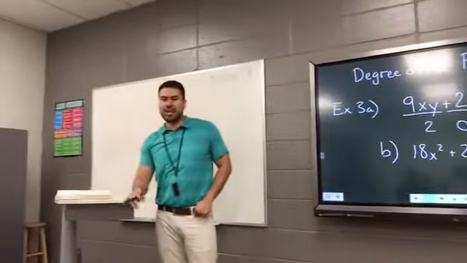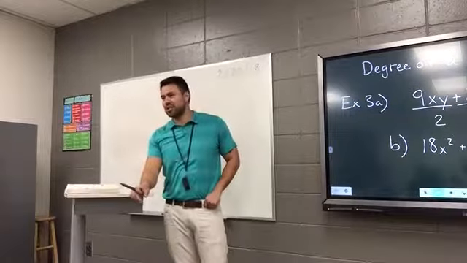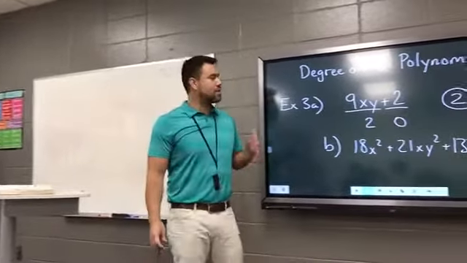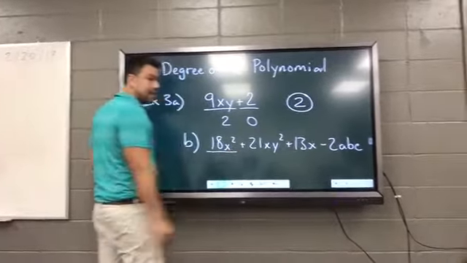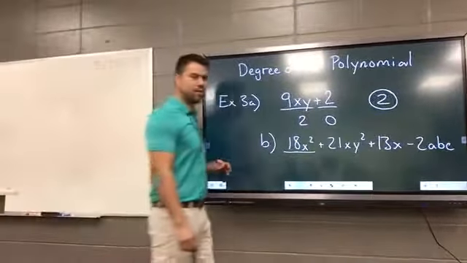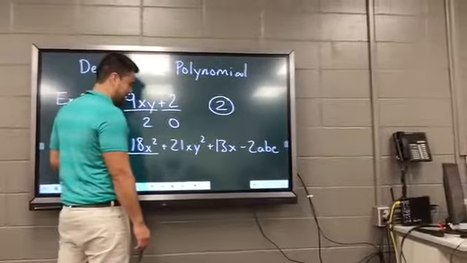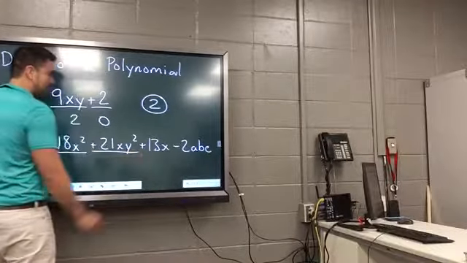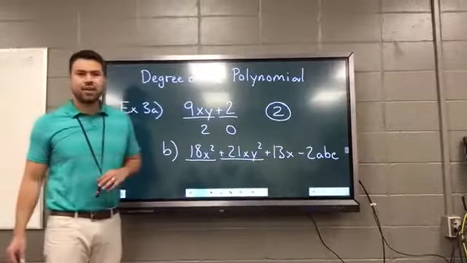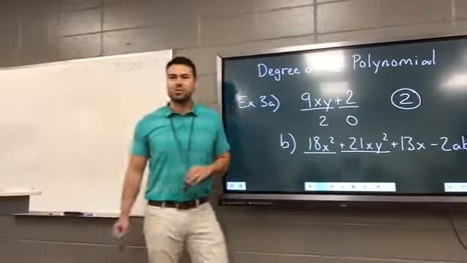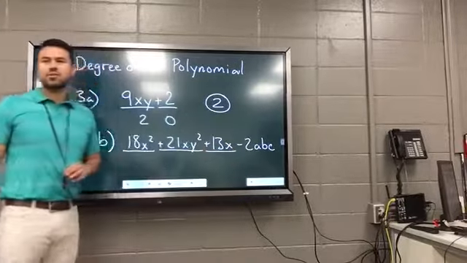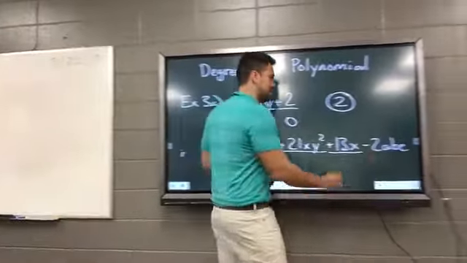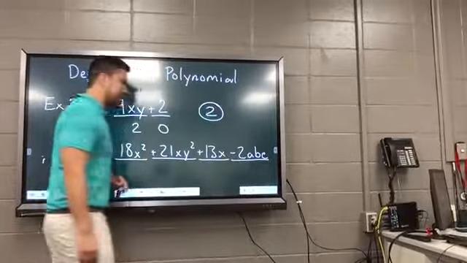How many terms is that? What a great question. Maggie, what's the first term? Positive 18x squared. Second term, Claire? Positive 21xy squared. That's okay. Jackson, third term? Positive 13x. Positive 13x. Harrison, last term. Negative 2abc. Sorry, it looks like an E.